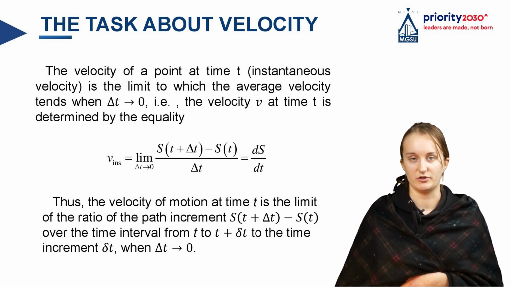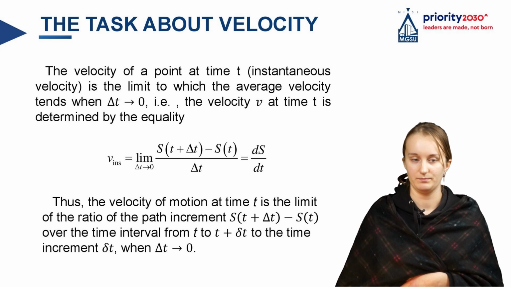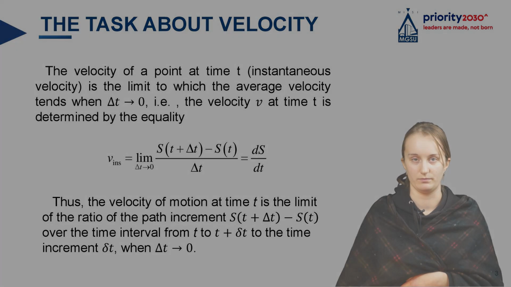And please look at the presentation slide. Here you can find the shown formula. Thus, the velocity of motion at time t is the limit of the ratio of the path increment over the time interval from t to t plus delta t, to the time increment when delta t tends to 0. And look at the slide to find some formulas.